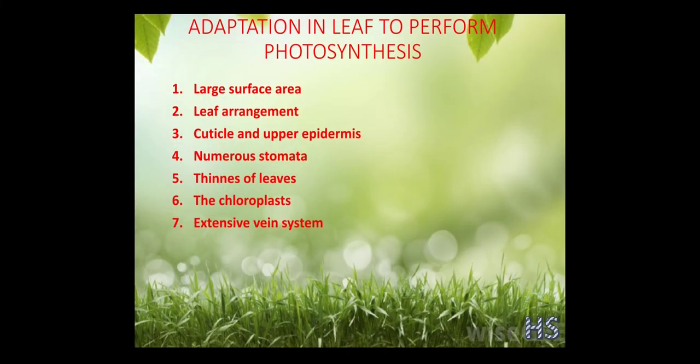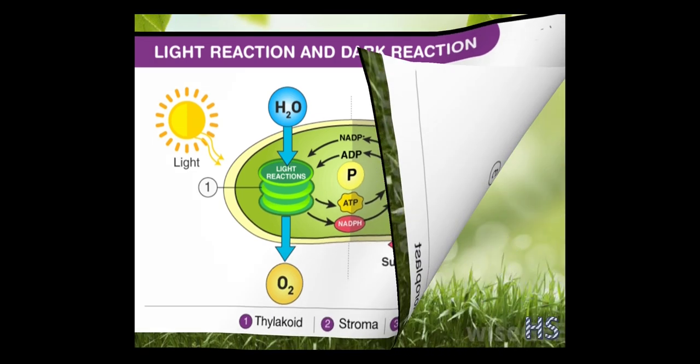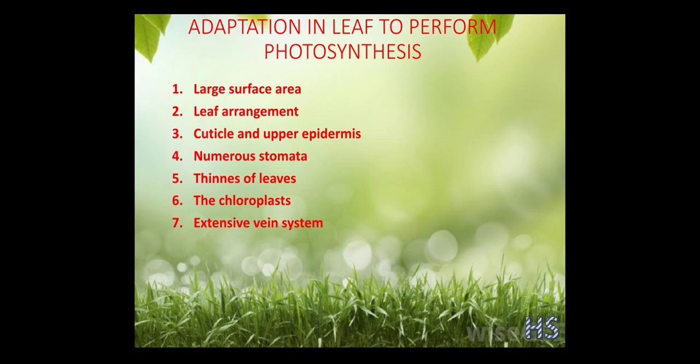So, hello students, welcome to part 2 of photosynthesis. In the last lecture, we discussed the light reaction and the dark reaction. In today's lecture, we are going to learn how adaptations in the leaf help to perform photosynthesis. So, let's start.